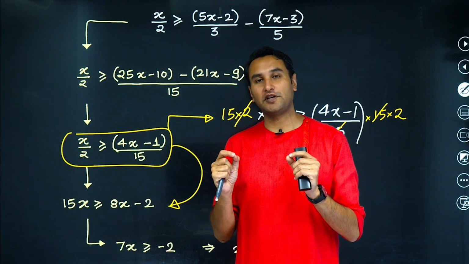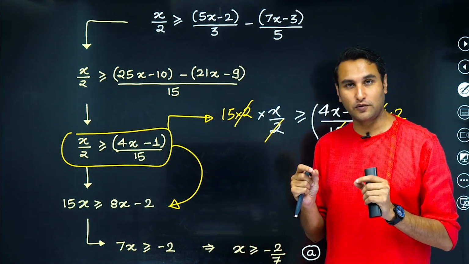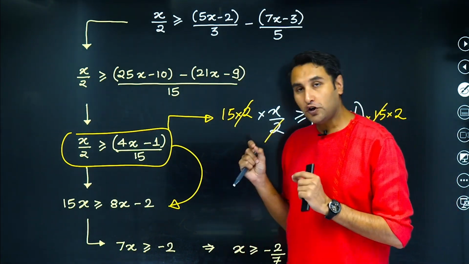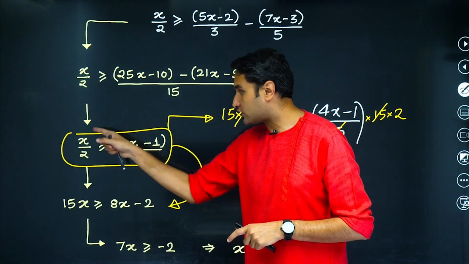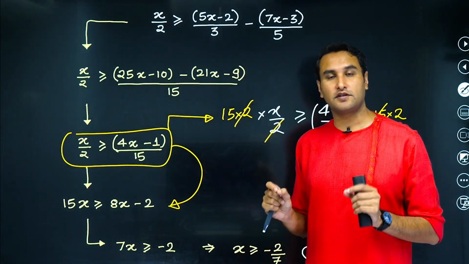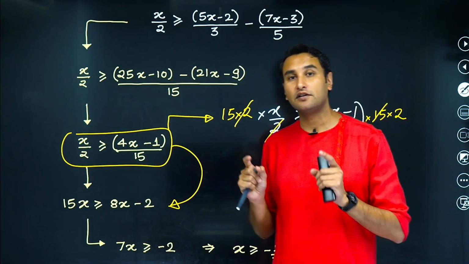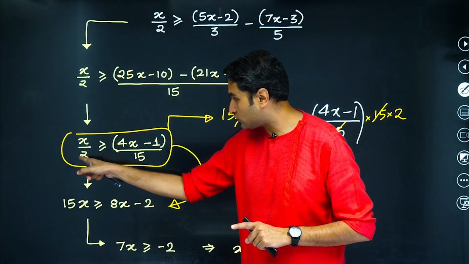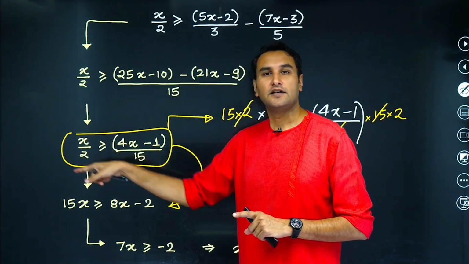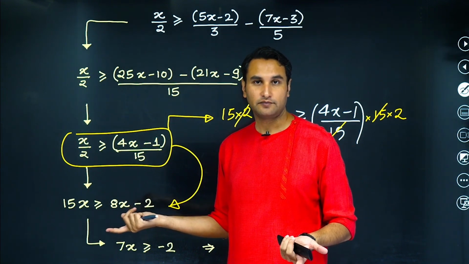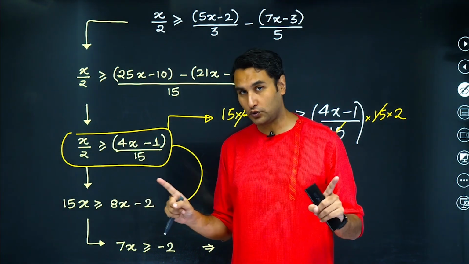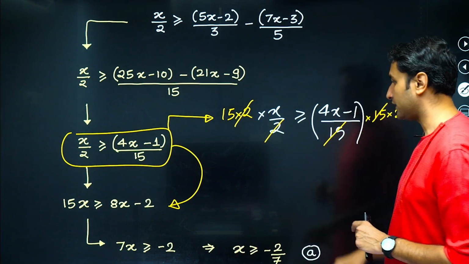So cross multiplication is very, very dangerous across inequalities. If you are doing it, ensure you are cross multiplying only with positive numbers. Otherwise, the inequality will change. So here there is 2, there is 15, both are positive. Yes, you could have cross multiplied. Otherwise, don't. The best way is to imagine it like this.